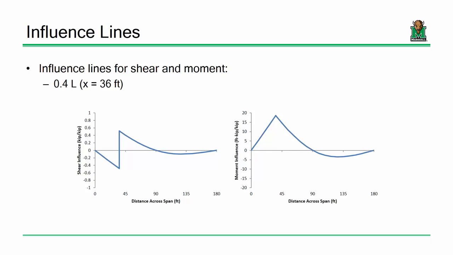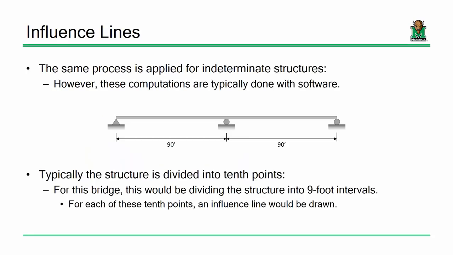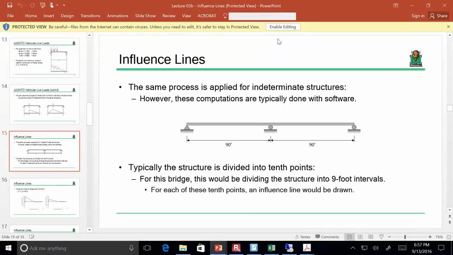What this influence line is telling me, for instance, if I look here at the moment side, if I put that truck on the left span, I'm going to get positive bending. But if I put it on the right, I'm going to get negative bending. Does that make sense? So in other words, I'll draw that out because I just want to make sure that's clear. Okay. Let me make sure and enable editing.